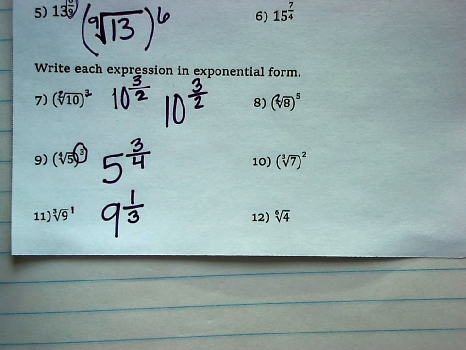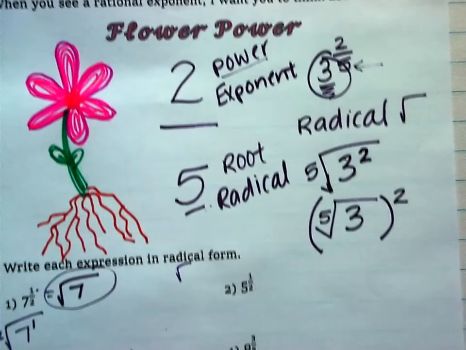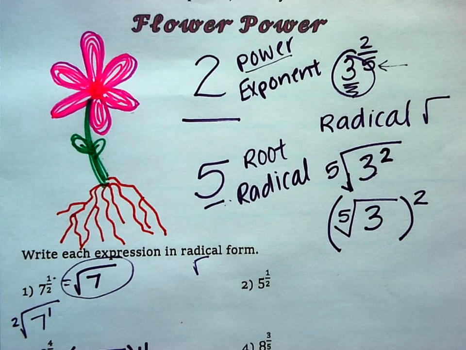Alright, so that is my lesson on flower power. Hopefully that made sense. The top of the exponent, you can think of it as a flower, so it goes on top, that makes it the power. The bottom is the root.